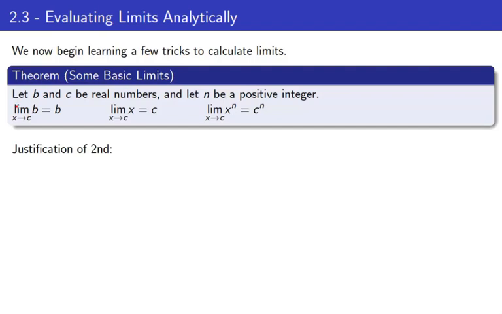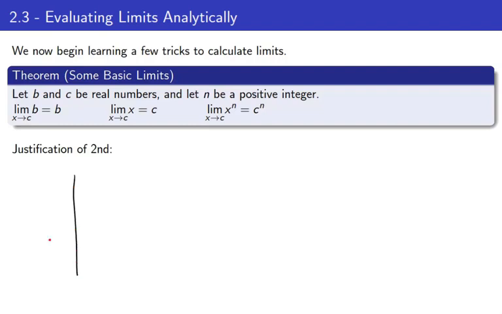To put this in words, the limit of a constant is just the constant itself. If you take the limit of x, you can do direct substitution and just get the value c. Similarly, if you take the limit of x to the n, you just get c to the n. So for x and x to the n, it's just direct substitution.